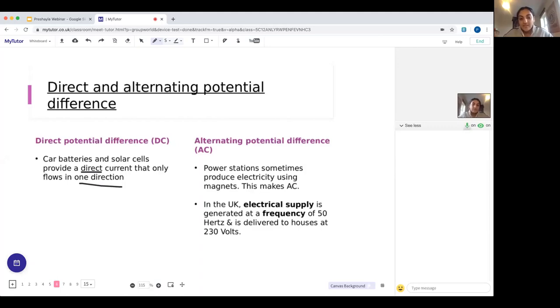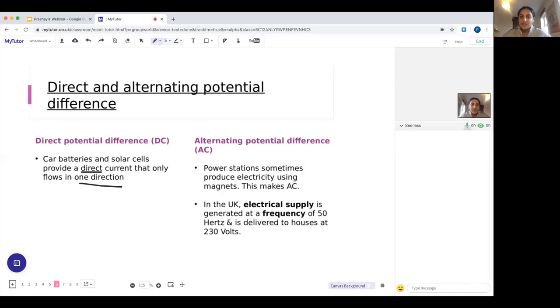Now the reason that it's alternating current is because it's made in power stations. And power stations use magnets to create the electricity. Because they use magnets, we get an alternating current rather than a direct current. So that's where the alternating comes from.